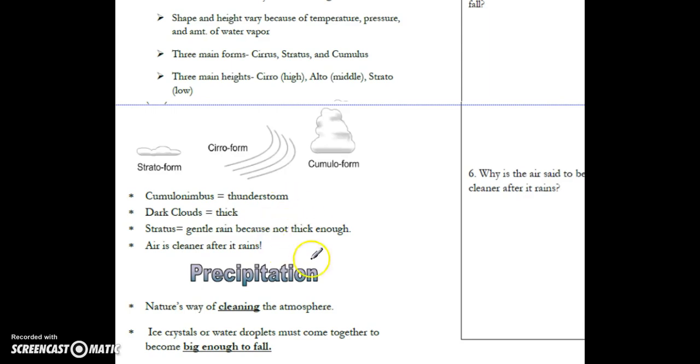And then the last thing is precipitation. Anytime you see clouds, there's water vapor in the air, so we may have precipitation. This is nature's way of cleaning the atmosphere. Ice crystals or water droplets must come together to become big enough to fall. So here's our real thing we want to remember. Precipitation occurs when those droplets or those ice crystals in the cloud are heavy enough to fall. So that's when you're going to see precipitation.